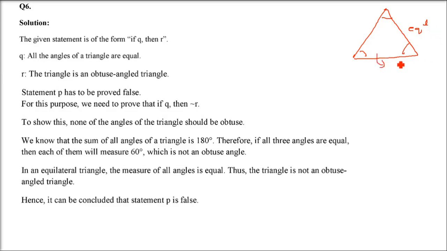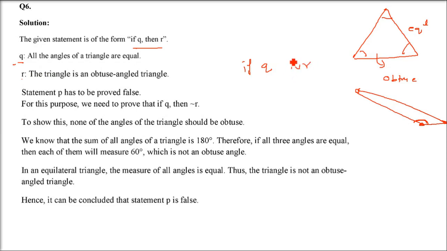So this is a triangle with all angles equal, and then the triangle is an obtuse angle triangle. Obtuse angle means one of the angles has to be greater than 90 degrees. So let me just draw a triangle to have an idea, but we'll just counter it. How? If P then Q or if Q then P, that is what you can start with. So first, all the triangle angles are equal. If all the angles are equal, it cannot be an obtuse angle triangle. How?